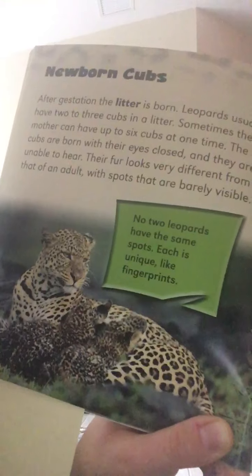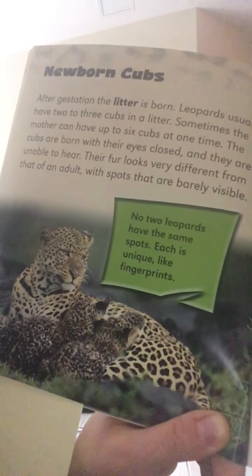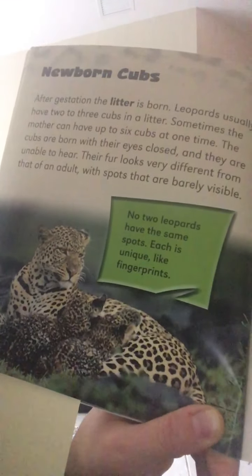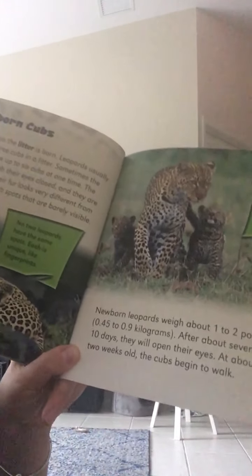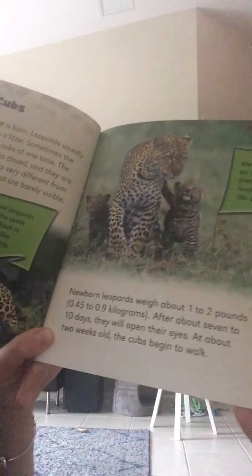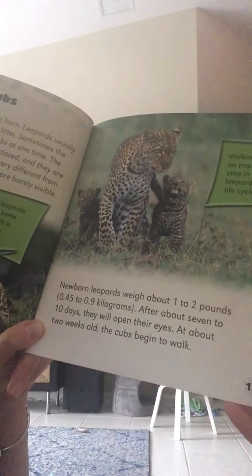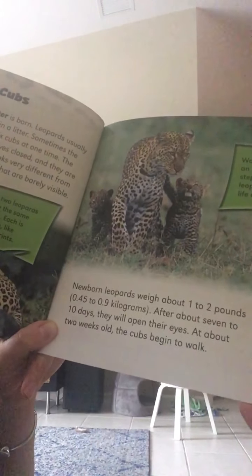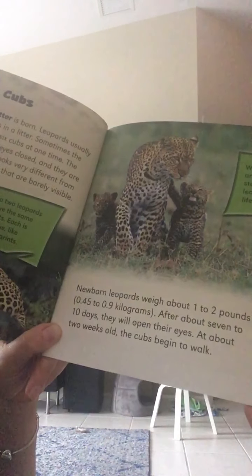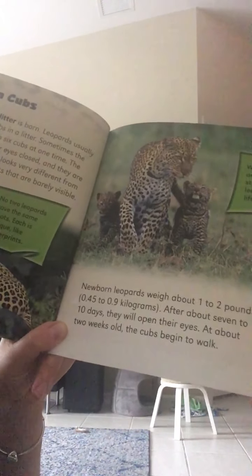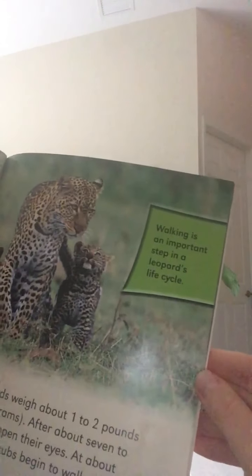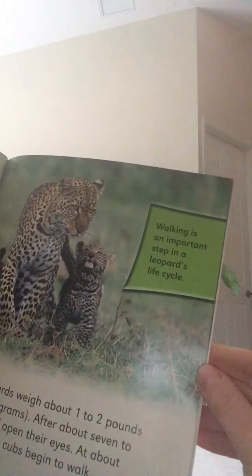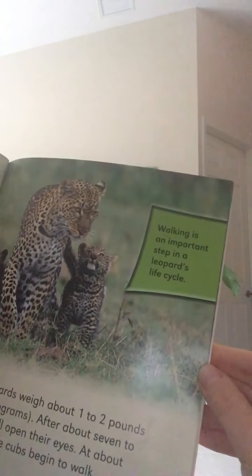No 2 leopards have the same spots. Each is unique, like fingerprints. Unique means very different from each other. Newborn leopards weigh about 1 to 2 pounds. After about 7 to 10 days, they will open their eyes. At about 2 weeks old, the cubs begin to walk. Walking is an important step in a leopard's life cycle.